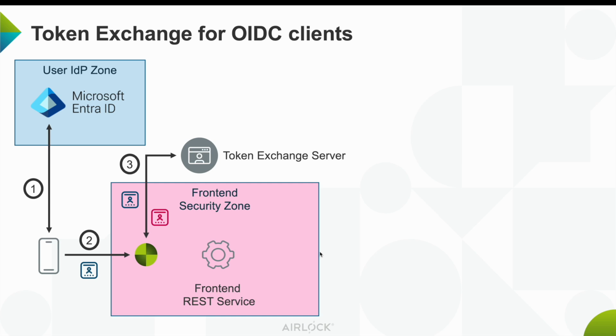Airlock Microgateway verifies the validity and signature of the blue token sent along with the client request. After that, the access control policies are checked. If access is granted, the blue token is forwarded to the token exchange server, which exchanges the blue token into a red token. Finally, Microgateway forwards the request with the red token to the front-end REST service.